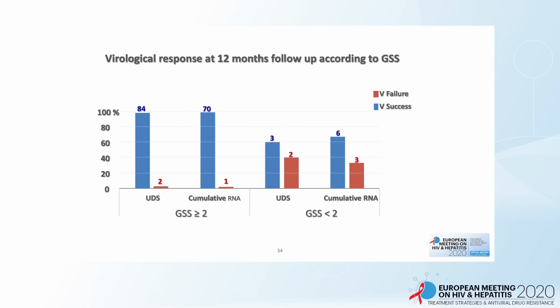We also looked, at 12 months of follow-up, at the response to antiretroviral therapy according to the GSS for the ultra-deep sequencing DNA test and the cumulative RNA. We have observed that in all cases, ultra-deep DNA does as well as cumulative RNA to predict virological success when the GSS is greater than or equal to 2. Also, both assays could similarly predict, with the same proportion, virological failure when GSS is less than 2.